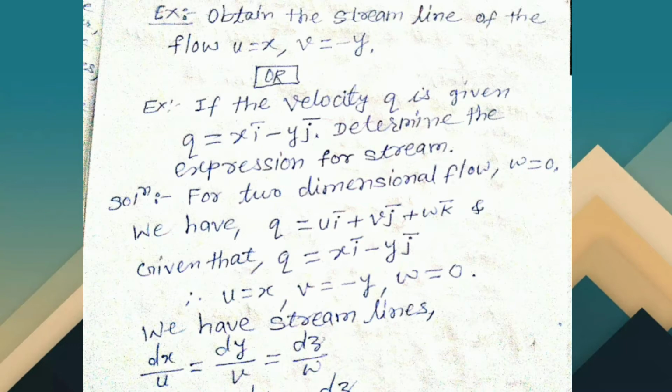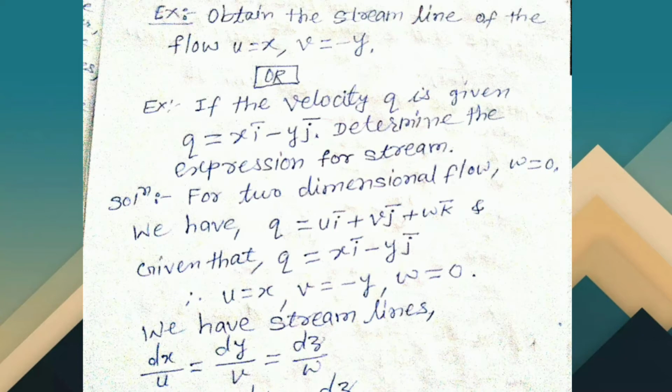And in unsteady motion, however, the flow pattern varies with time and the paths of the particles do not coincide with the streamlines. Through any point P, the streamline does touch the path line through point P. The path lines are the solutions of the differential equations dx by dt is equal to u, dy by dt is equal to v, and dz by dt is equal to w. We have now seen these definitions.